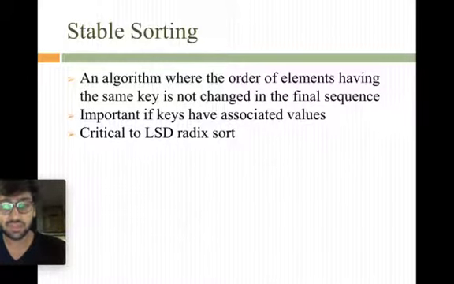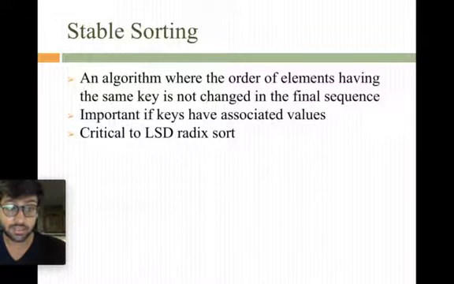Suppose we only have integers, this might not have a much greater effect, because suppose the integers are 1, 3, 5, and 3, so the sorted order is going to be 1, 3, 3, 5. So we can't determine which 3 comes first or which 3 comes later.